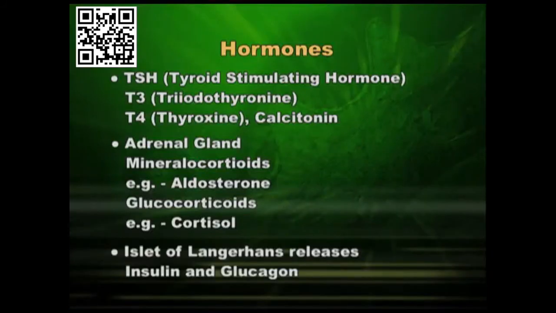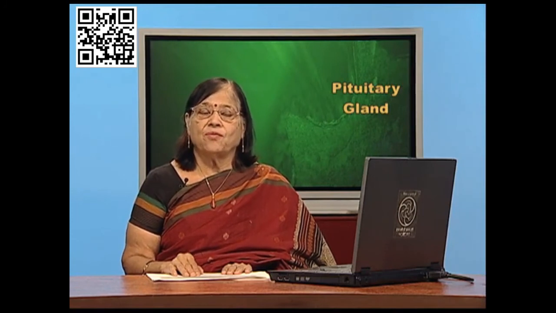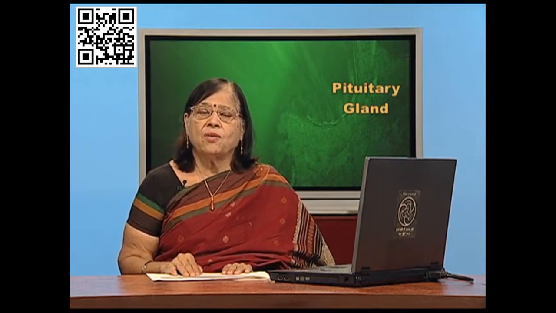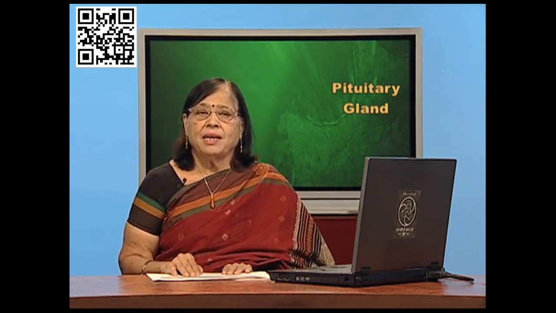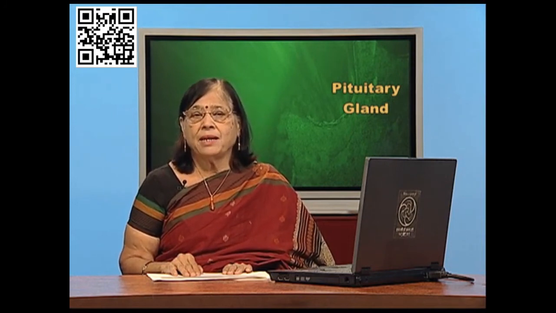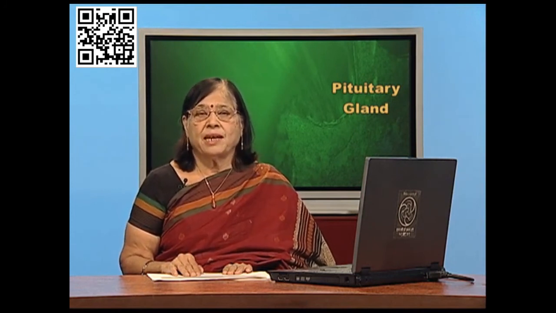Islet of Langerhans, which is endocrine part of pancreas, will release two hormones, insulin and glucagon. Insulin, as children you know, will shift glucose from blood to cell. What glucagon is doing here? Glucagon works on the reverse gear. Suppose you have not eaten food for a long time and you are short of glucose in your blood, then glucagon will bring glucose from cell to blood. Both the situations are important and they work on reverse gear.